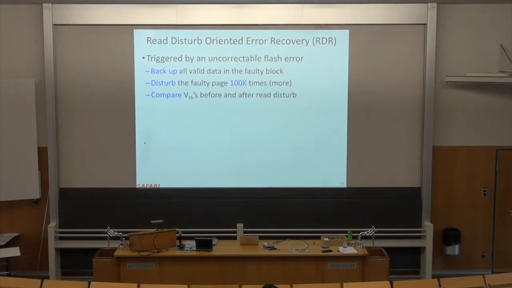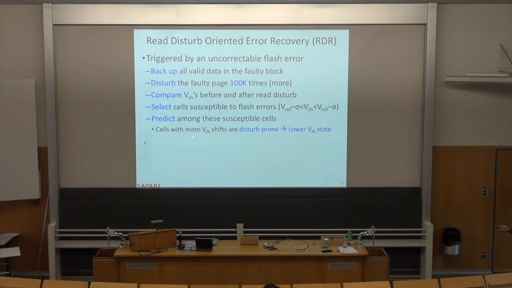We basically try to figure out what is read disturb prone and what is read disturb resistant, and we select those susceptible cells that are likely to be misread, and you predict among those susceptible cells that the cells that have had more threshold voltage shifts are read disturb prone, which means that they should really belong to the lower Vth state to begin with.